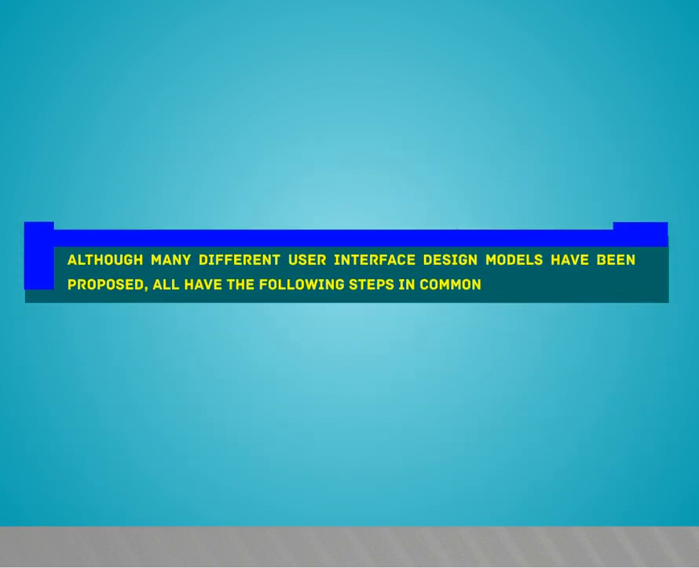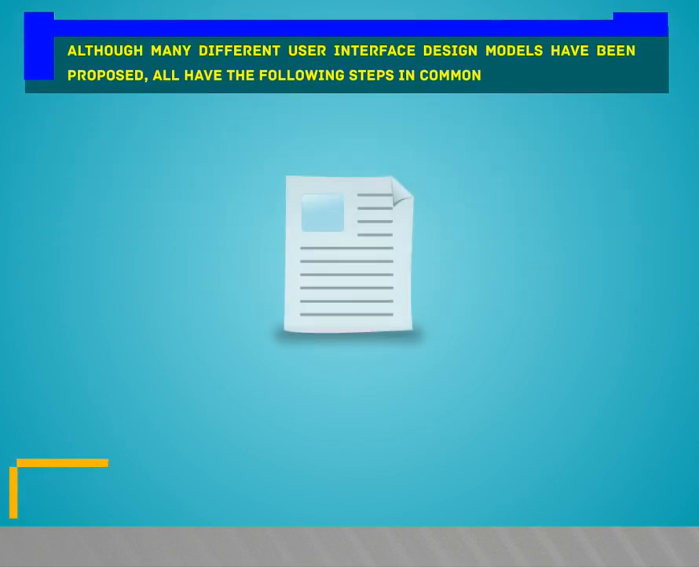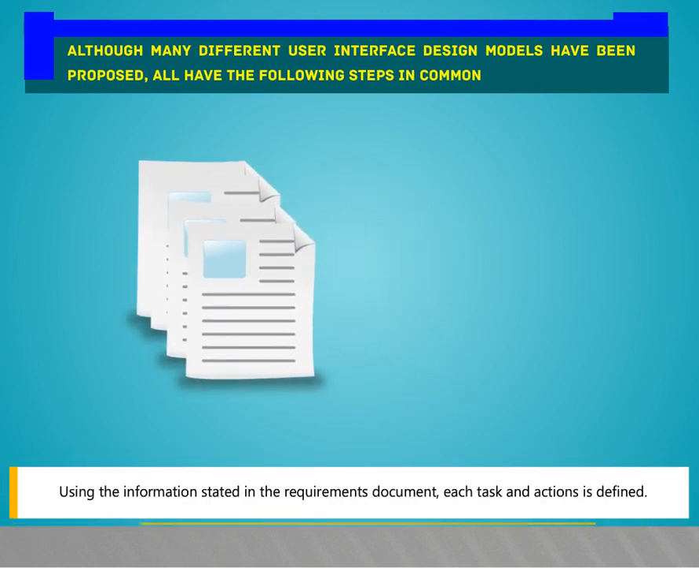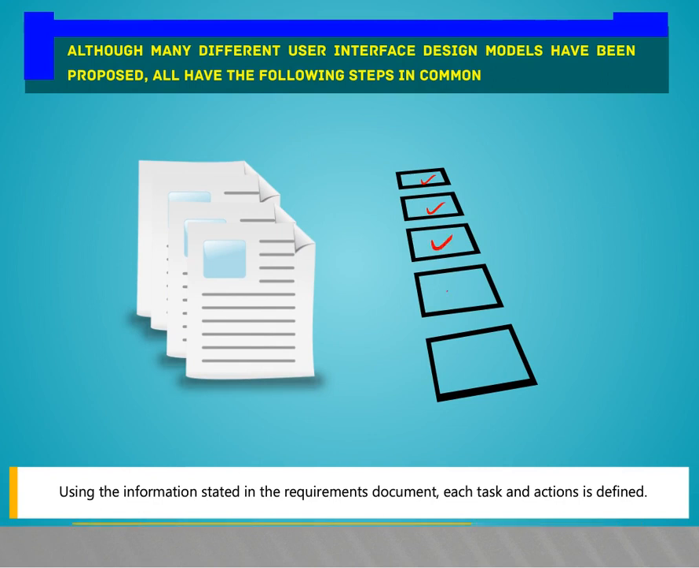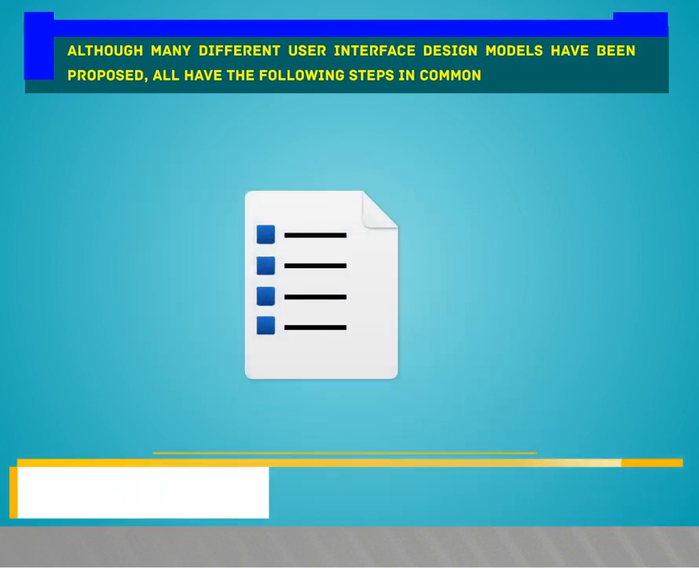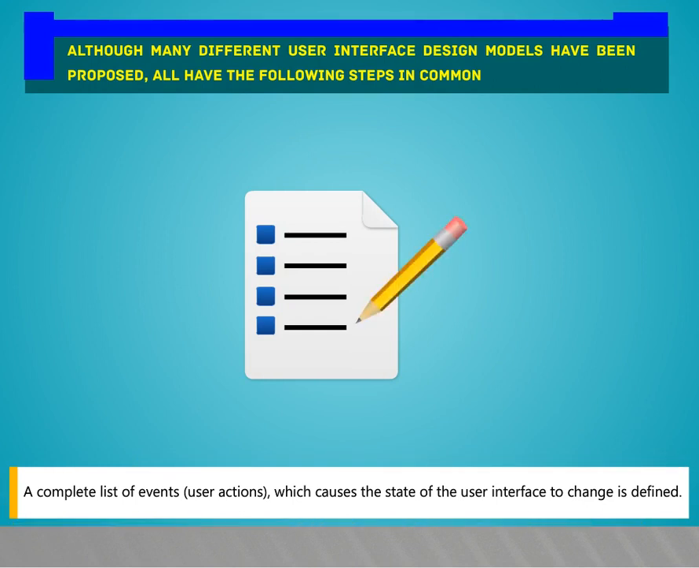Although many different user interface design models have been proposed, all have the following steps in common. Using the information stated in the requirements document, each task and action is defined. A complete list of events, that is user actions, which cause the state of the user interface to change is defined.